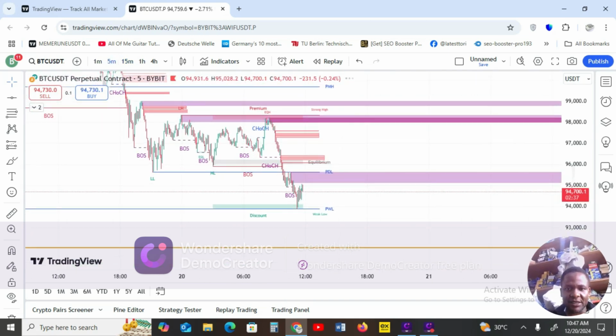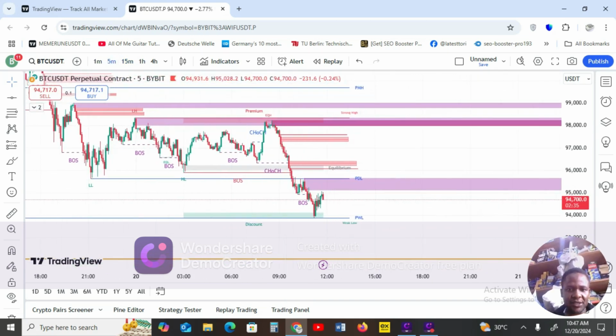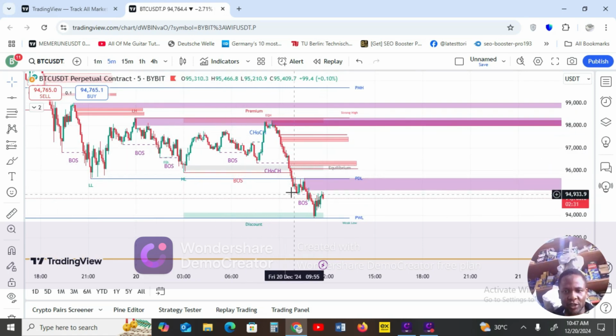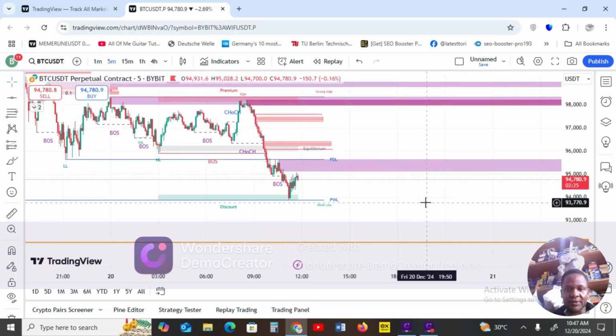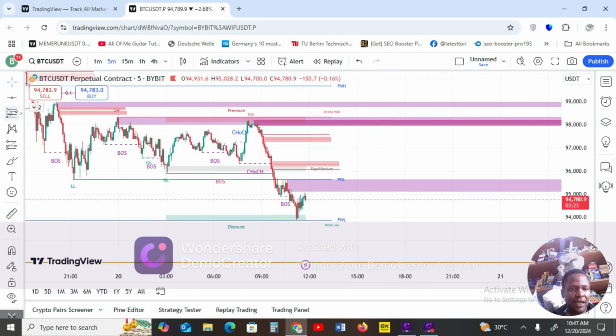Good. On the 5 minutes now, that's where I basically take my entries. You can see that same order block that created this break of structure, another temporary order block has emerged. So it means that we are still trying to head downward. So now I like bringing my fib to it. When I bring my fib to it, I set it.